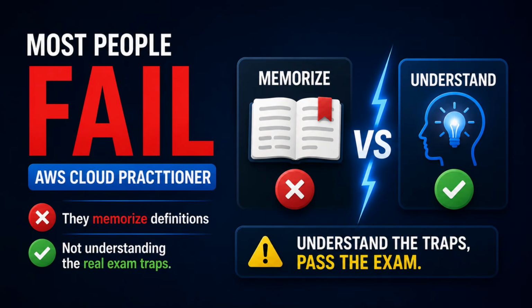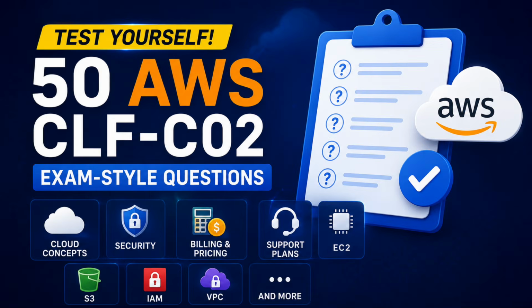Most people fail the AWS Cloud Practitioner exam for one simple reason. They memorize definitions instead of understanding the real exam traps. So in this video, you're about to test yourself with 50 AWS CLF-2 exam-style questions covering cloud concepts, security, billing, pricing, support plans, EC2, S3, IAM, VPC, and more.